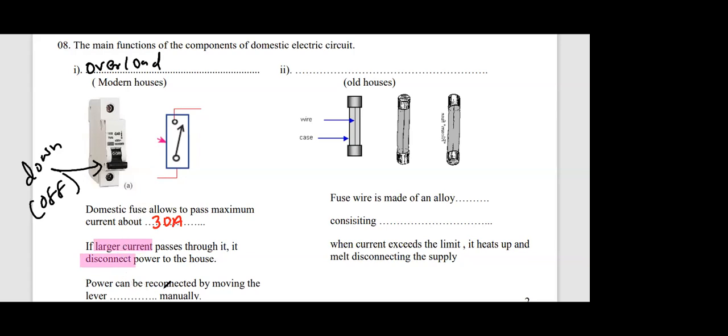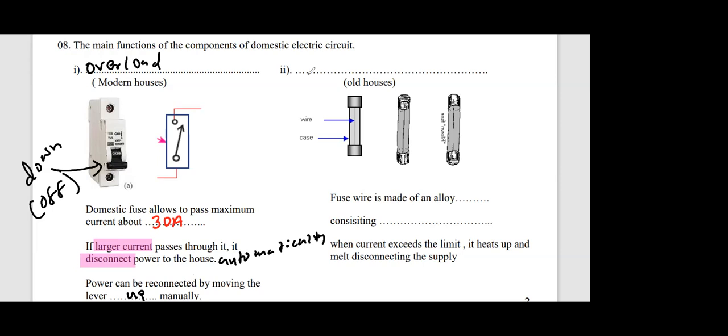Then power can be reconnected. How to reconnect it? If a larger current flows, it disconnects power to the house automatically, by the lever going down. Then you have to put the lever up manually. Power can be reconnected by moving the lever up manually. So how to switch it on? By moving the lever up manually. It goes off automatically if the current exceeds the maximum value.